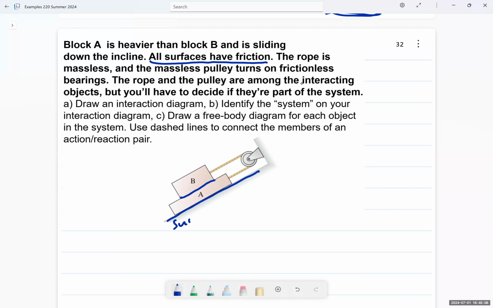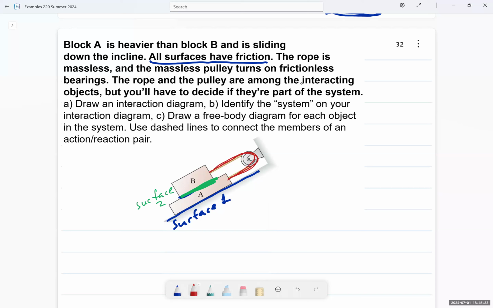Okay, so that means we now have two surfaces. So this is surface one, and this, let me use a different color, this is surface two. Surface one and surface two. We do have just one rope. Even if this rope goes over the pulley and comes back, this is just one rope. This is still just one rope.